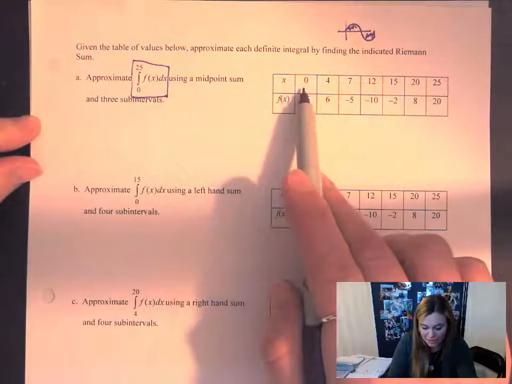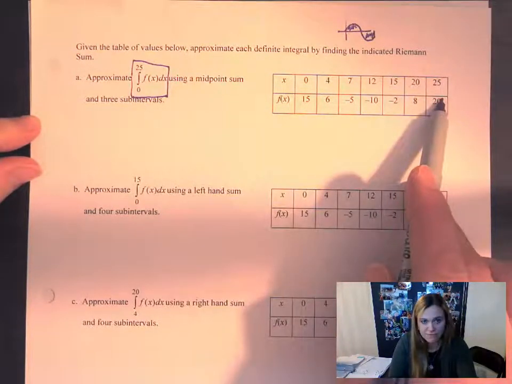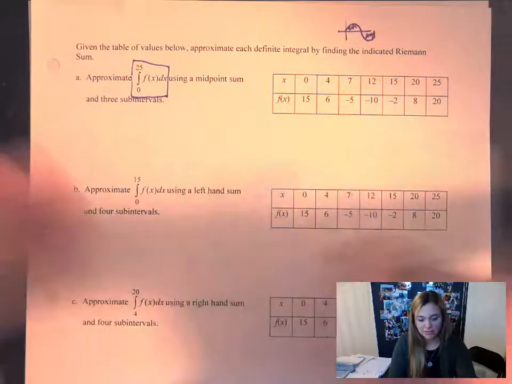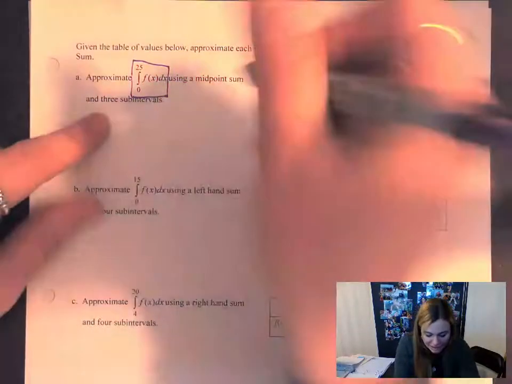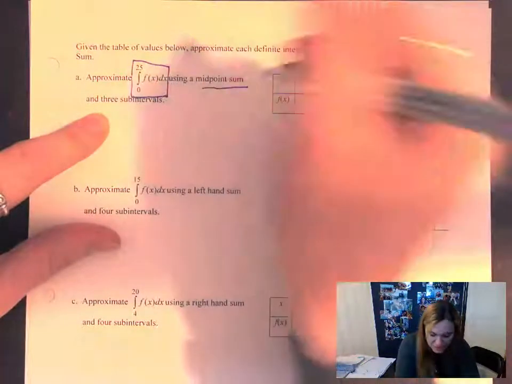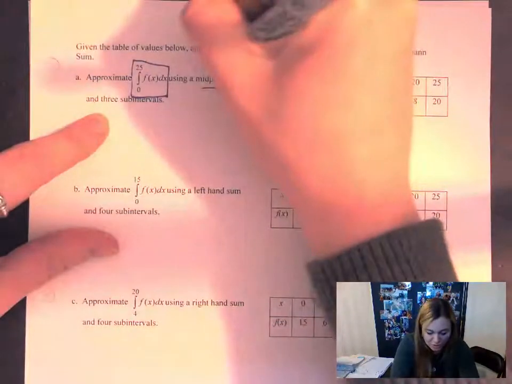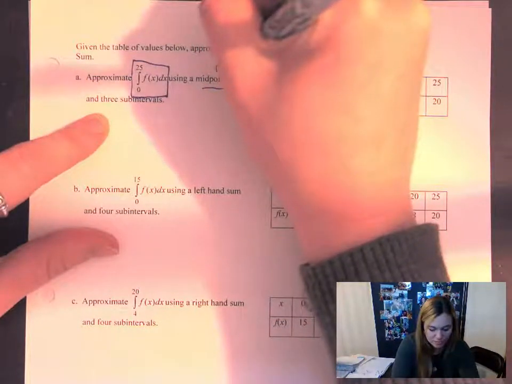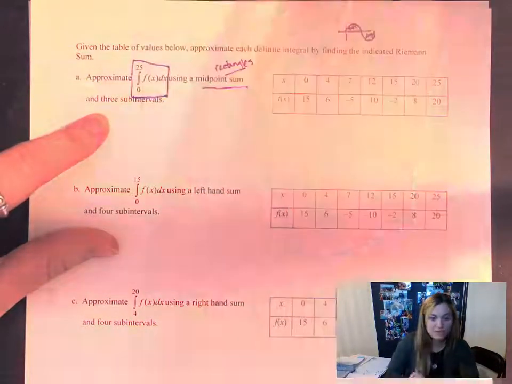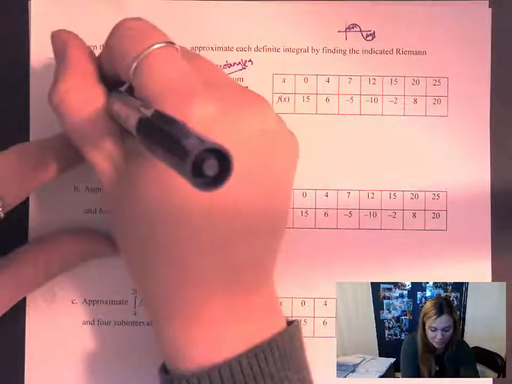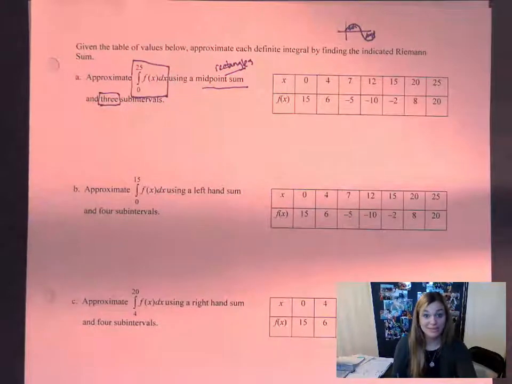Okay, this says find the integral from 0 to 25. So I'm just looking at the table, 0 the whole way to 25. I have to use the entire table. There's not some of it that I'm ignoring. It says using a midpoint sum. So think about it, we're talking about rectangles here. Using 3 subintervals means we have 3 rectangles.